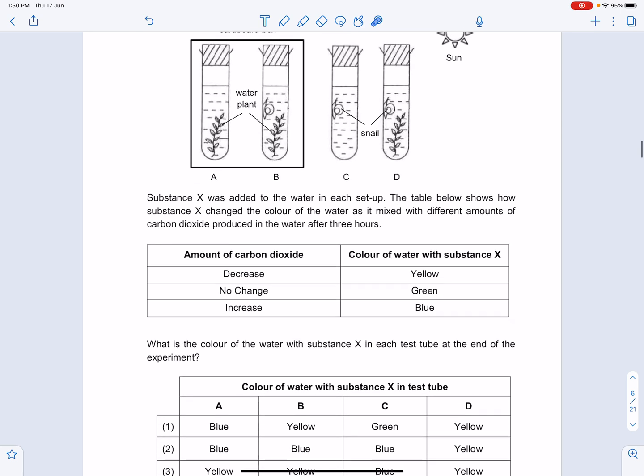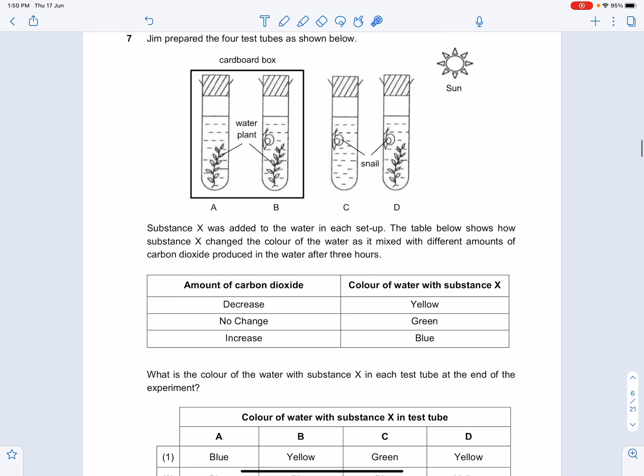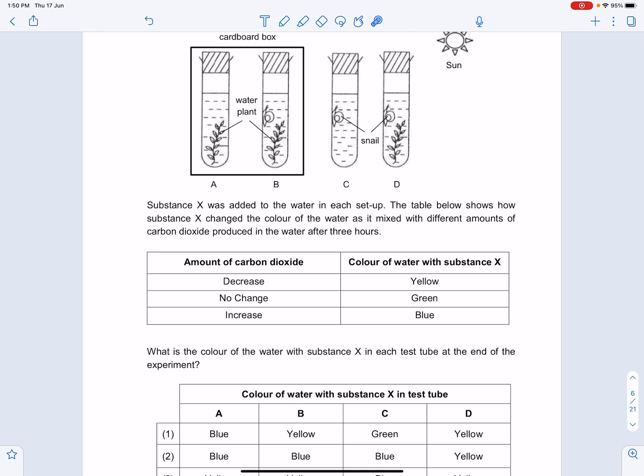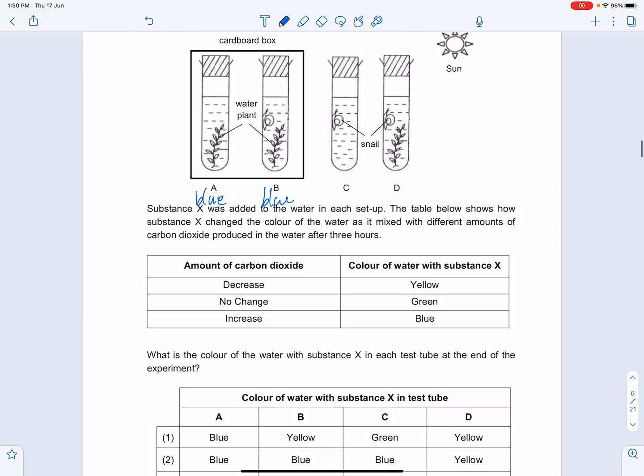Okay, so in this case, your A needs to be blue in color because there should be an increase in carbon dioxide because your plant is respiring. Your snail here is also respiring. So in fact, for both A and B, I would say that it should be blue, right? Because when your snail respires, it also produces carbon dioxide. Now for your C and your D, let's take a look. For your C, very clearly, there should be an increase in carbon dioxide as well because your snail is respiring. So when it respires, it will produce carbon dioxide. So it should be blue as well.